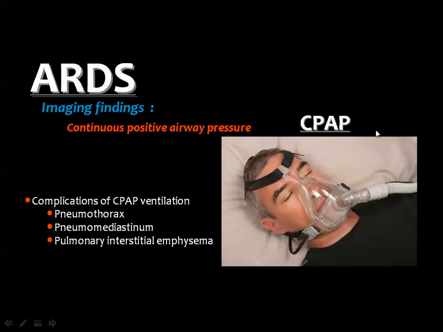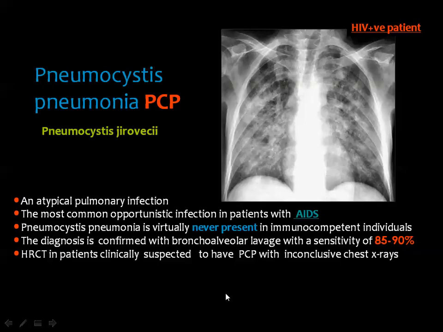One of the measures for treatment of these patients is continuous positive airway pressure, and this has some complications, including pneumothorax, pneumomediastinum, and pulmonary interstitial edema. Then we came to the pneumocystis carinii, now known as pneumocystis jirovecii, an atypical pulmonary infection almost confined to patients with AIDS or HIV positive patients. And pneumocystis pneumonia is, according to the literature, never present in an immune competent individual.